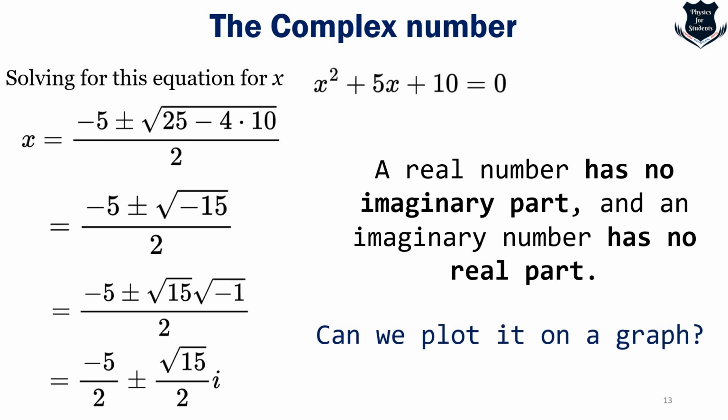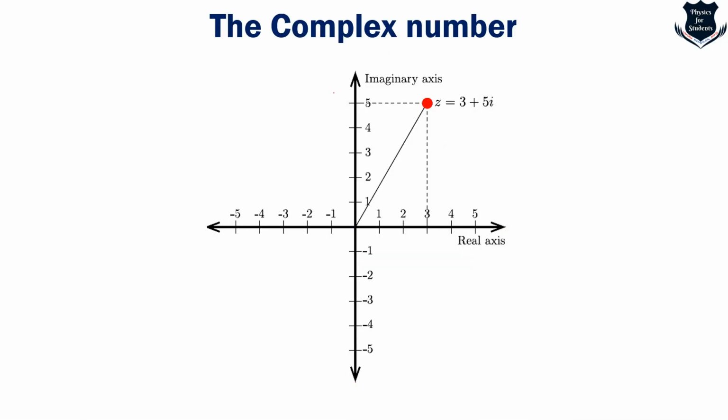The question is, if we find something like this, can we plot it on a graph? Can we find a graphical pattern? There is a very nice way to graphically represent a complex number, as long as you realize that real numbers and imaginary numbers are exclusive. That means a real number has no imaginary part and an imaginary number has no real part. Let's see in the next part. This is quite a clear depiction. Using the complex plane we can visualize any complex number z as a point on a two-dimensional plane. Here it is represented as z equals 3 plus 5i.